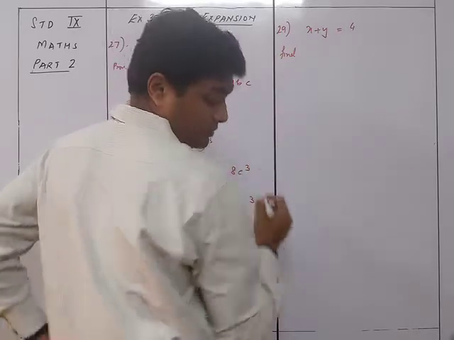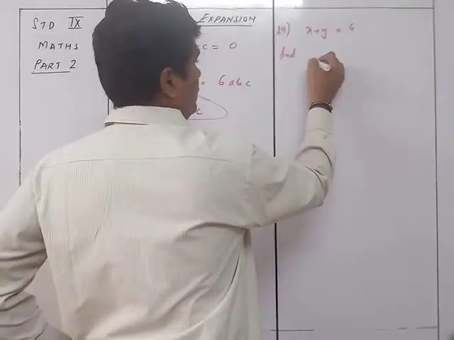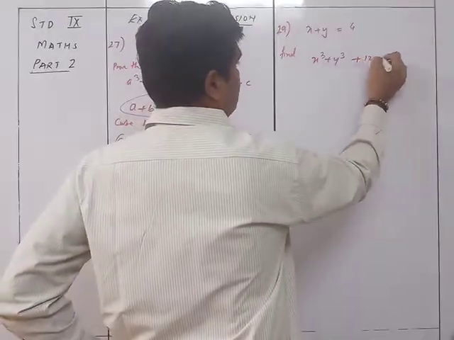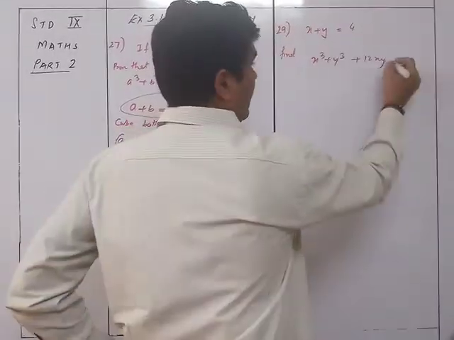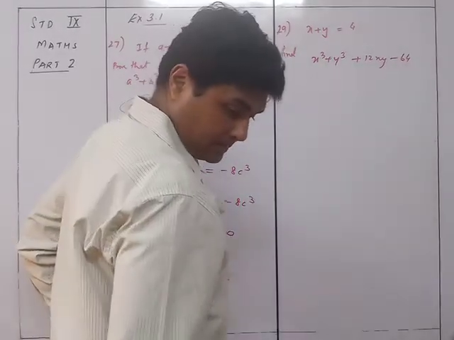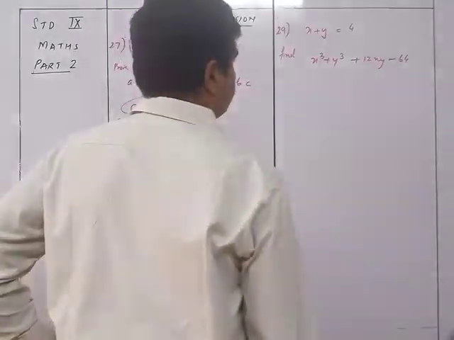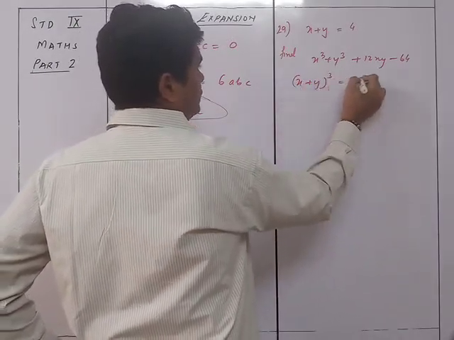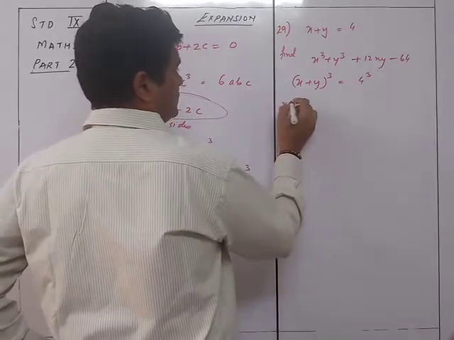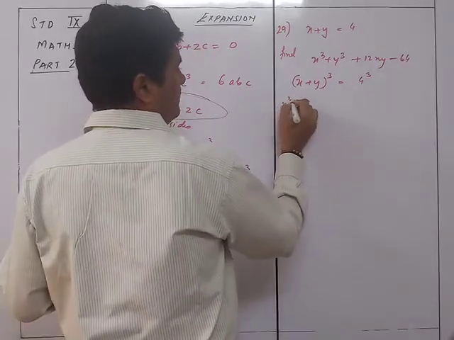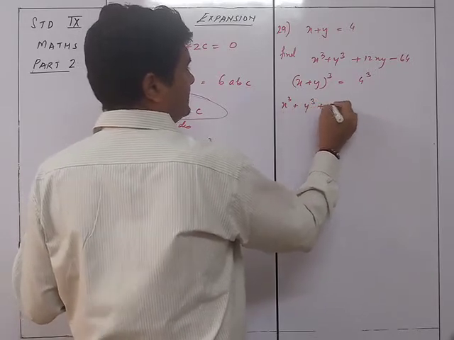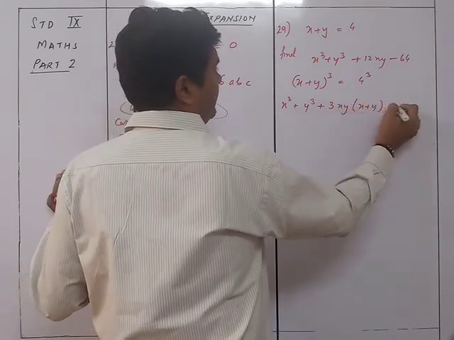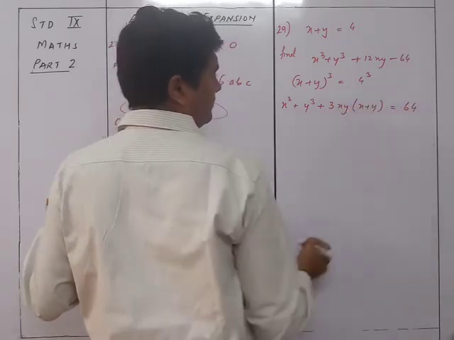x cube plus y cube plus 12xy minus 64. So we are doing the same thing again: x plus y the whole cube is equal to 4 cube. So x cube plus y cube plus 3xy times (x plus y) is equal to 4 cube, which is 64.